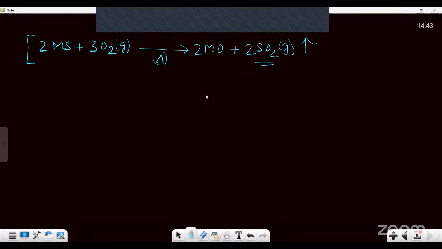Now let us see. This was about oxidizing roasting. Now we will see the step-by-step mechanism of oxidizing roasting. Let us understand it step by step, how it proceeds.